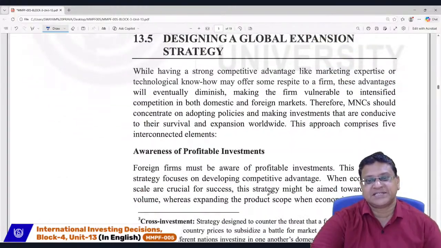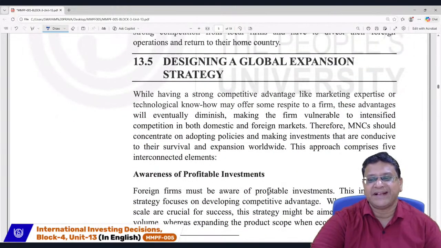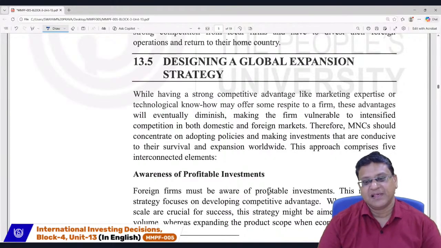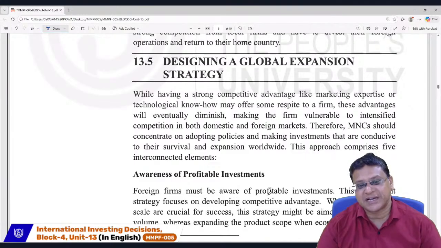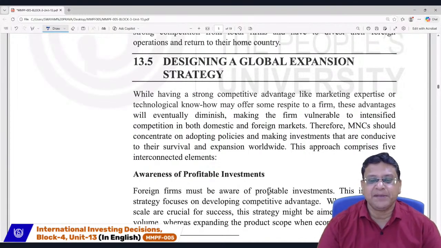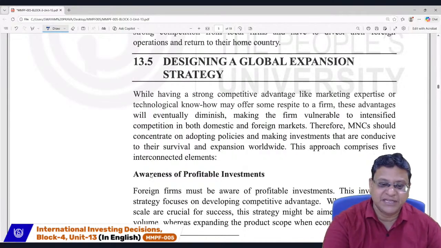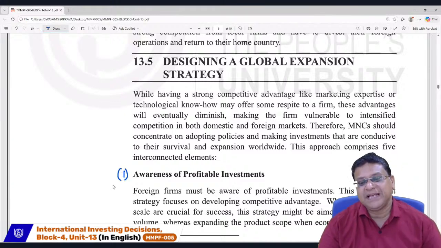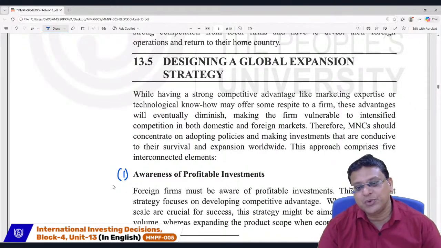Next, designing a global expansion strategy. How to design a global expansion strategy? There are 5 important elements for designing a global expansion strategy. The first element is awareness of profitable investment. The company has to be aware of what profitable investments are available to it.